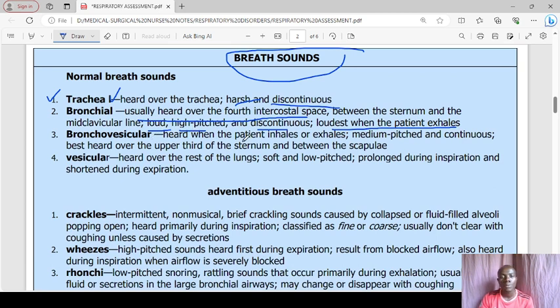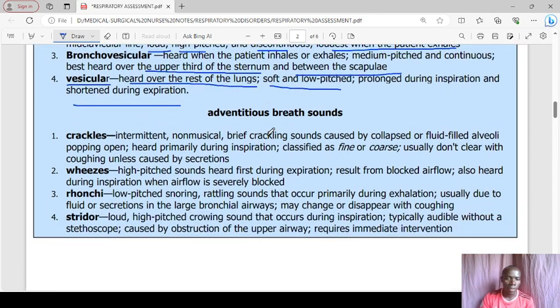Bronchovesicular, these are heard when the patient inhales or exhales. They are medium-pitched and continuous. They are best heard over the upper third of the sternum and between the scapulae. Vesicular sounds, these are heard at the rest of the lungs. They are soft and low-pitched. Okay, we have them prolonged during inspiration and shortened during expiration. So during inspiration, they are prolonged, then they are shortened during expiration.